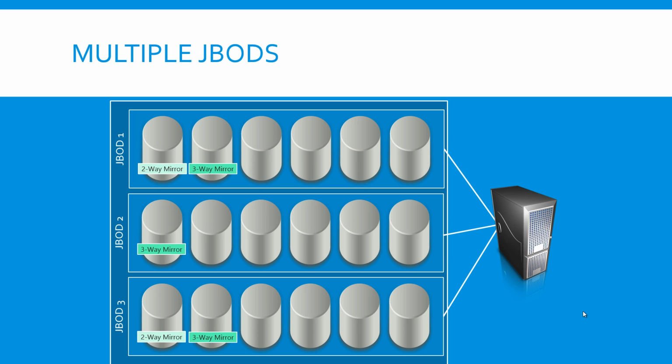If I lose one of these trays, my duplicate data is stored on the other 2 trays. And why is it 3 trays? Well, we need quorum. So if there's a split brain scenario, we know which trays to keep online.